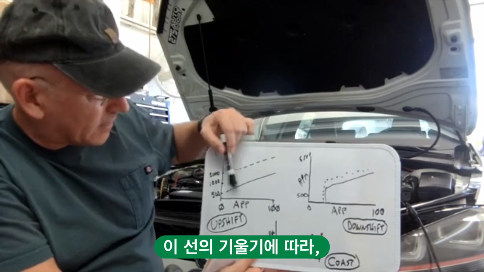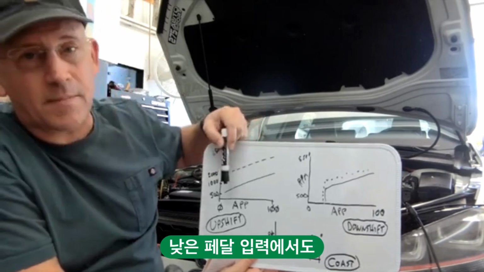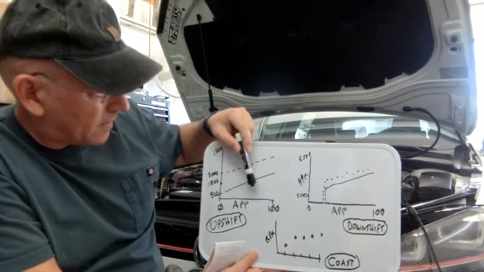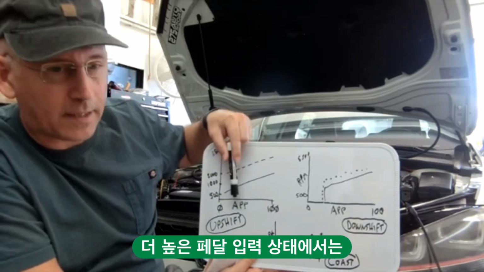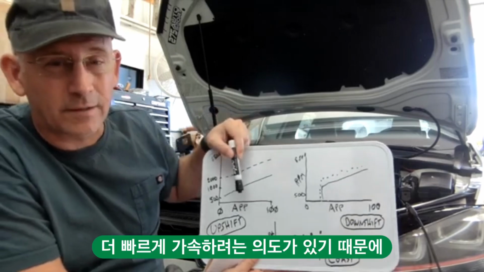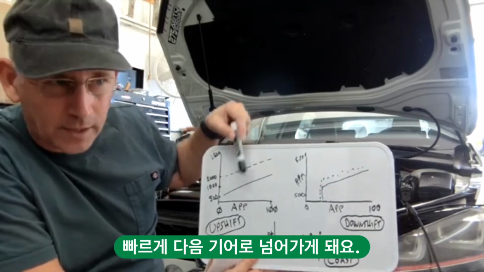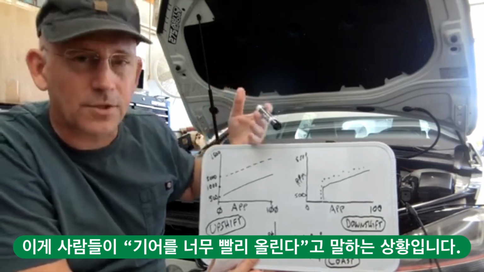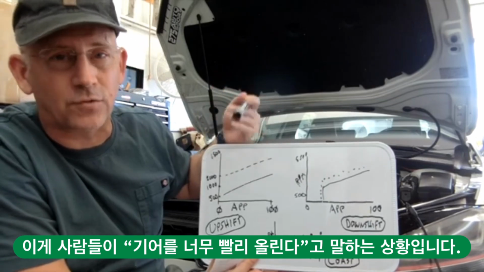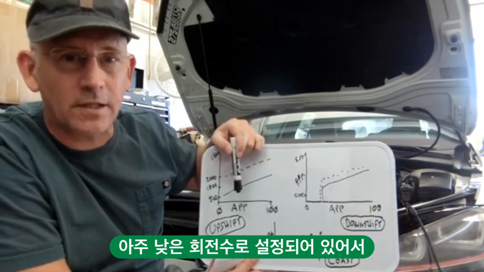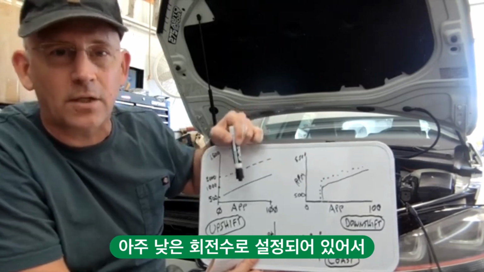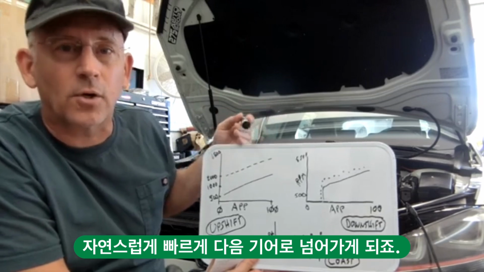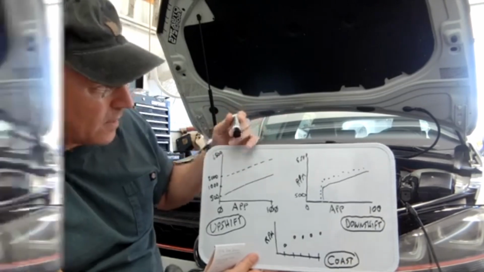And depending on the slope of this line, sometimes that might be desirable at really low pedal inputs, but as you get up into the higher pedal inputs, meaning you're trying to accelerate a little bit faster, if it's quickly shifting into the next gear, I think that's what people are describing when they say it's racing to the higher gear. It's because the criteria to shift up is a much lower engine speed, and so naturally you are more quickly getting to the next gear.